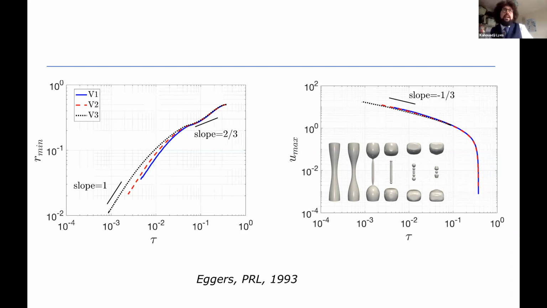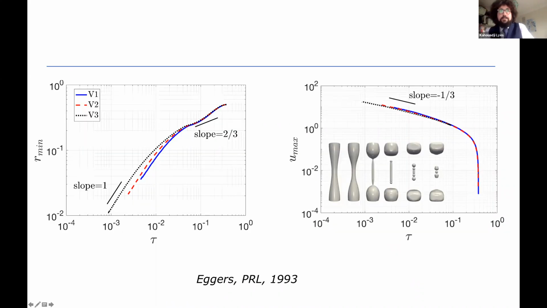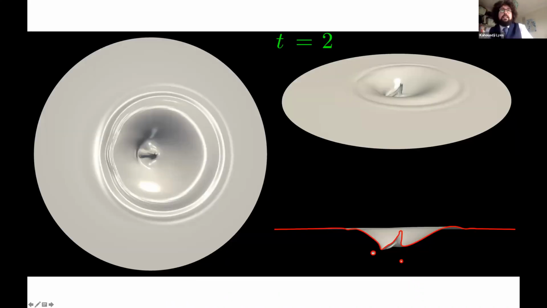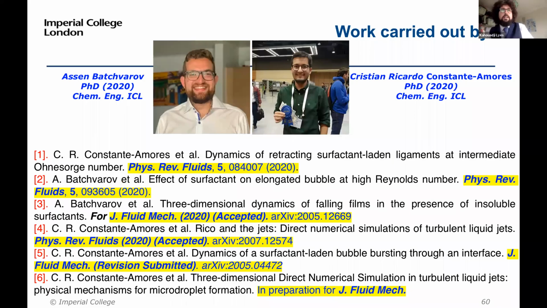Just to say that for this singularity of the pinch-off, there is no problem at all. And if you come back, for example, to the animation of the jet, even in this one, you see there is a multitude of pinch-offs.